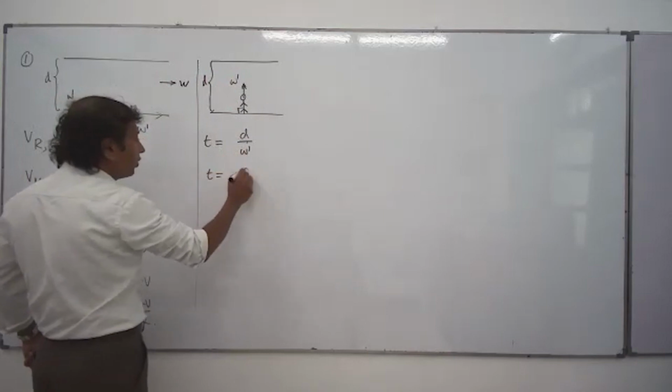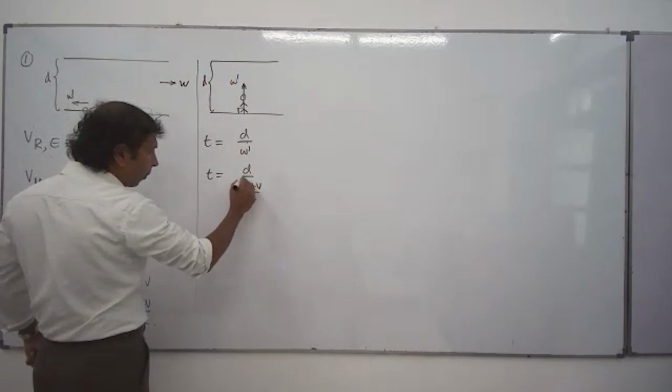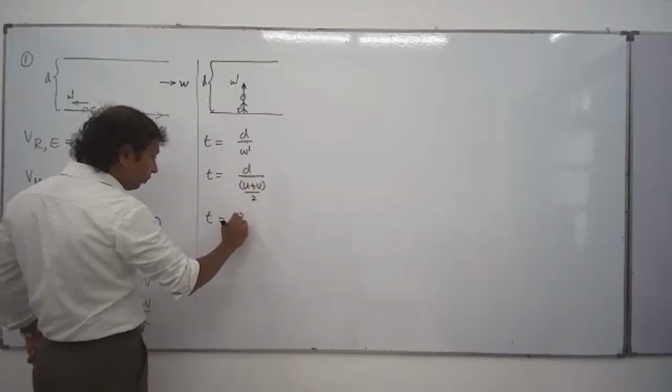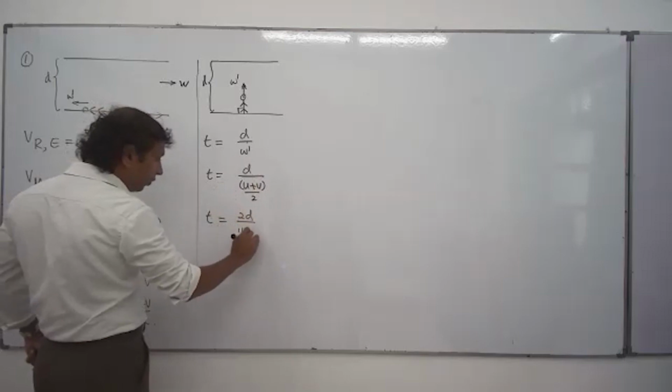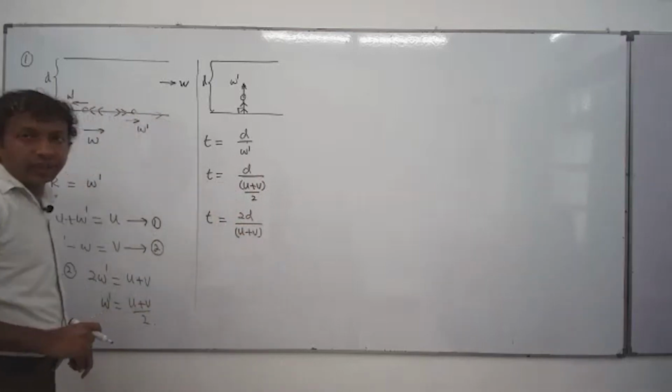Then put this w dash here. u plus v divided by 2. Bring this 2 here. 2d divided by u plus v. See here, since we know the theories, we can very easily take the answer.